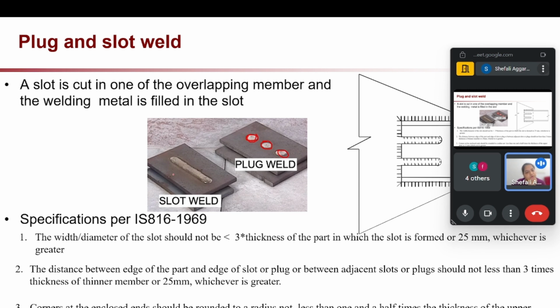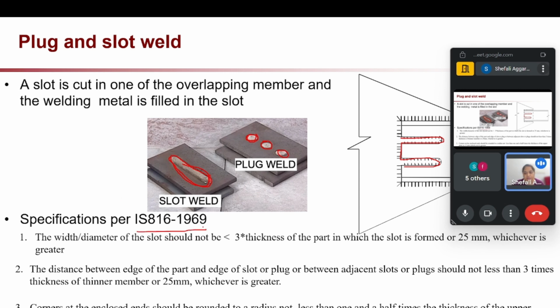In slot welding, a slot will be created and welding will be done only at the edges. It won't be complete penetration. In the plug case, we are completely filling it with the metal and welding it. In slot welding, we are just joining the edges. Like in this case, we will just join the edges. So that will be a slot welding. So these are the different specifications for plug-in slot welding.